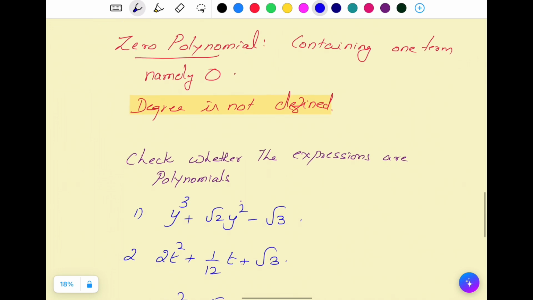Coming to the zero polynomial, a polynomial containing one term and that term is 0 is called a zero polynomial, and the degree of the zero polynomial is not defined.